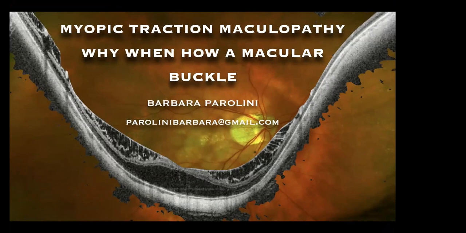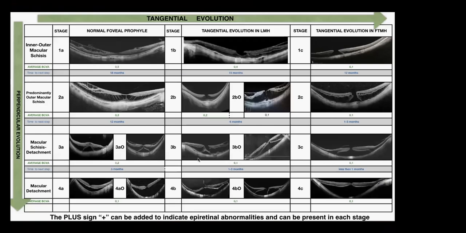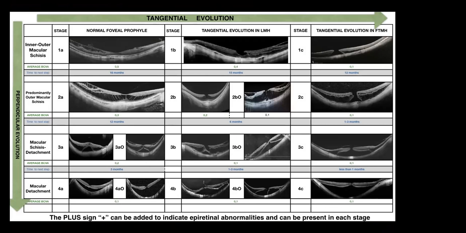So I decided to start with some theory because, first of all, you need to know what myopic traction maculopathy is and how to recognize the correct stage to implant the buckle.